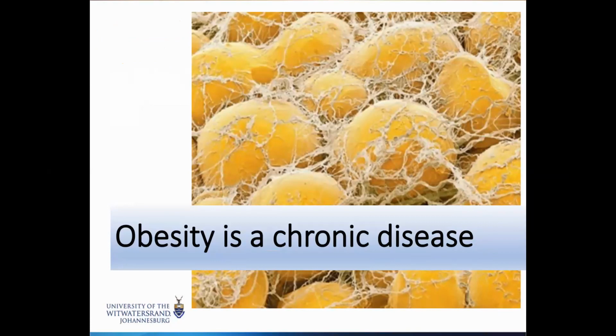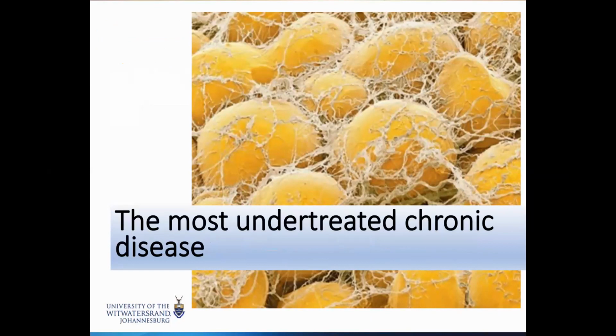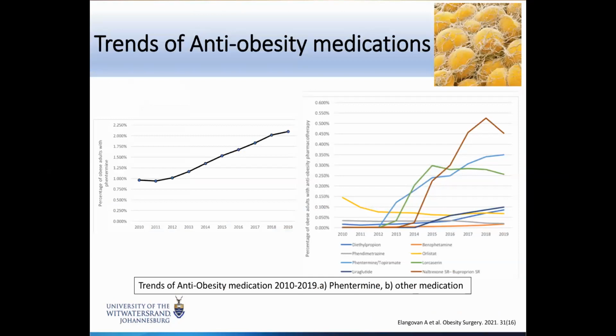However, despite us recognizing that obesity is a chronic disease, it still remains the most undertreated chronic disease. And this is a study that was done in the United States between the years of 2010 to 2019. And if I can show you the figure on the left with regards to anti-obesity medications being prescribed, the most common was that of phentermine and duramine, and we'll discuss that later in the talk. But as you can see, we're not doing a great job. Prescribed in just over 2% of patients. With regards to other drugs, just about 0.5% in terms of prescriptions.